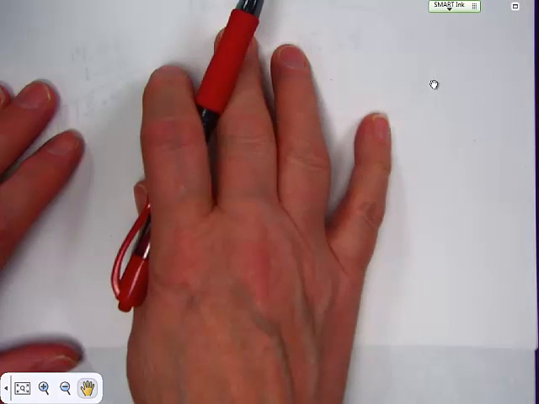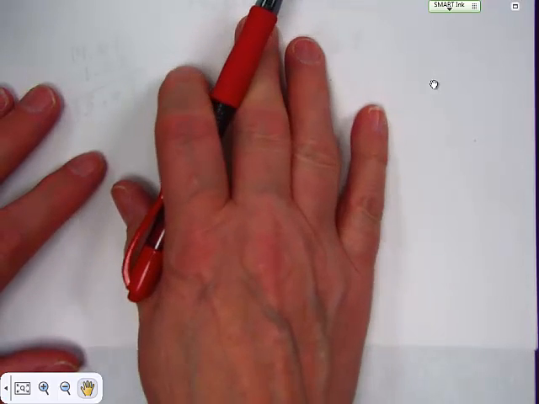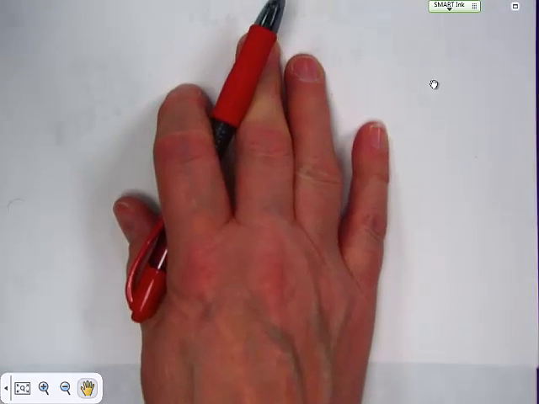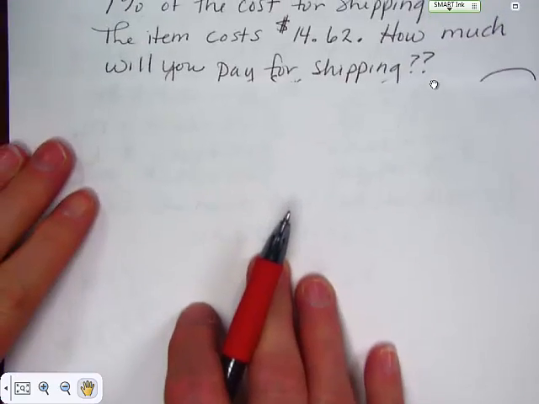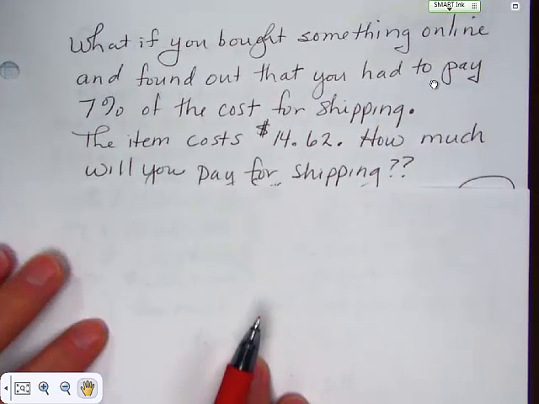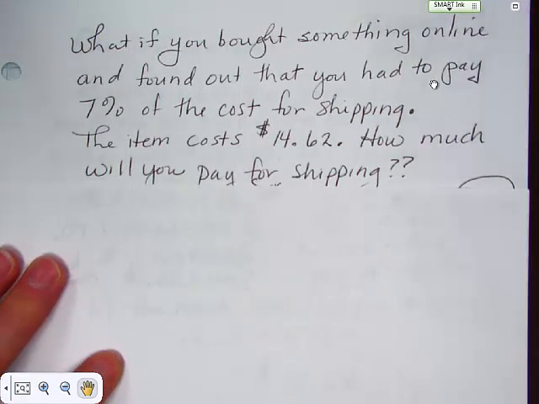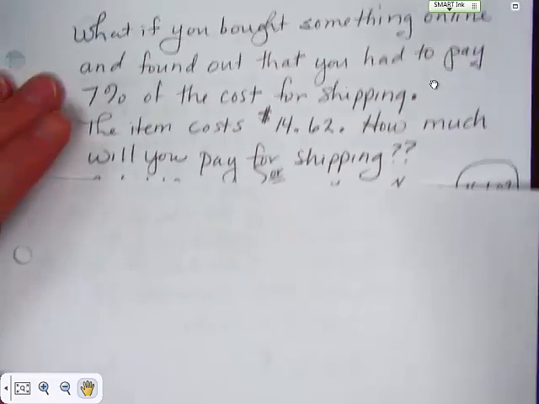Okay, now, what if you bought something online, which a lot of people do nowadays, and you found out after you purchased it that you had to pay 7% of the cost of the item for shipping? How much are you actually going to pay when you get done? So here's the problem. You bought something online and had to pay 7% of the cost for shipping. The item costs $14.62. How much will you pay for shipping?